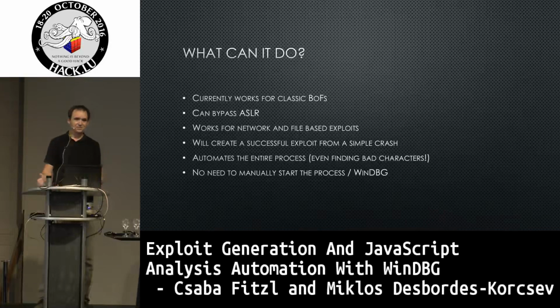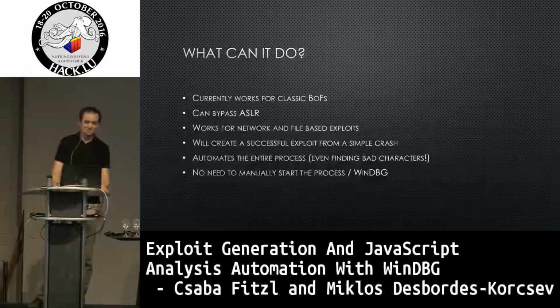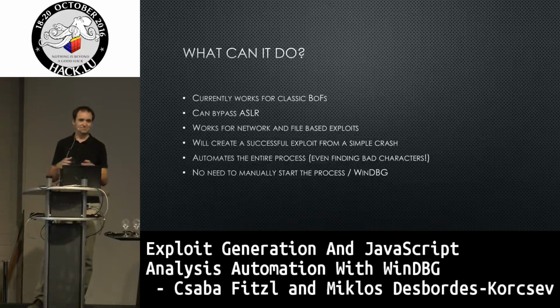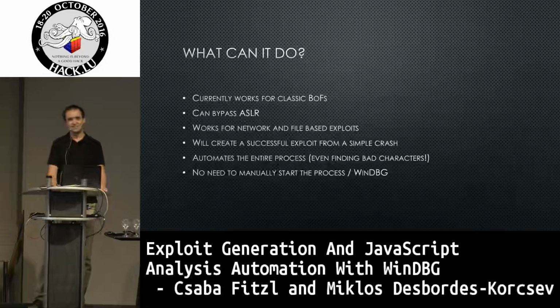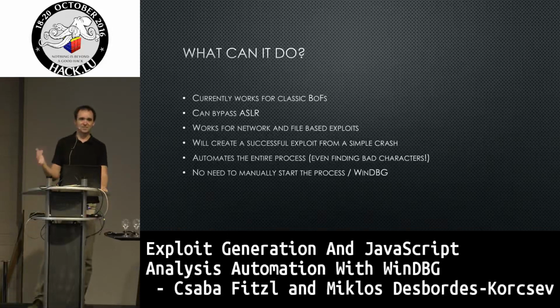So what the tool can do as of right now, again, this works for classic buffer overflow, so nothing more. It can also bypass ASLR with the method of, it will try to look for DLLs which don't have the ASLR flag. So we look for modules where the memory is not randomized upon load. And if you want, it can try to search only those ones for assembly code. It works for file and network-based exploits.